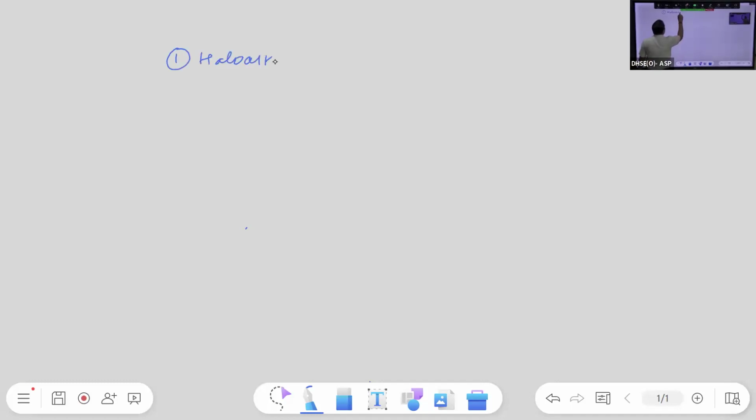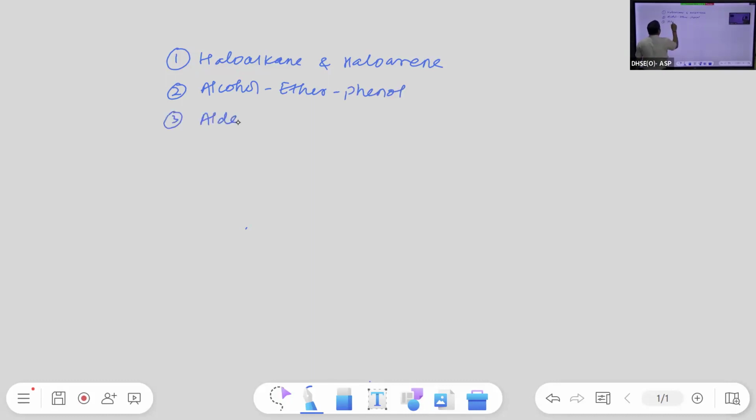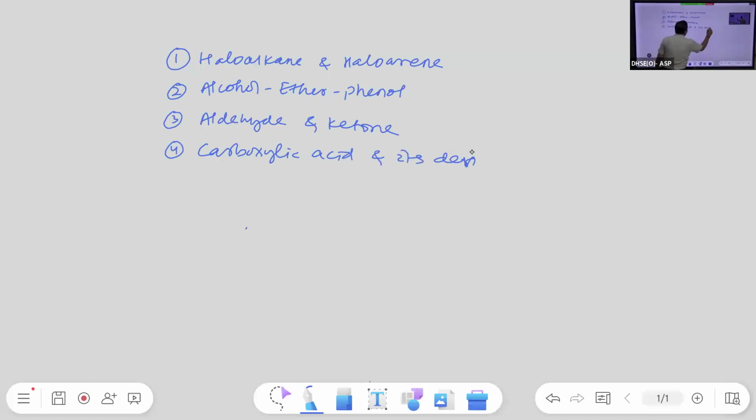Haloalkane and haloarene, then alcohol, ether, phenol, aldehyde and ketone, carboxylic acids and its derivatives, amine, then biomolecules.